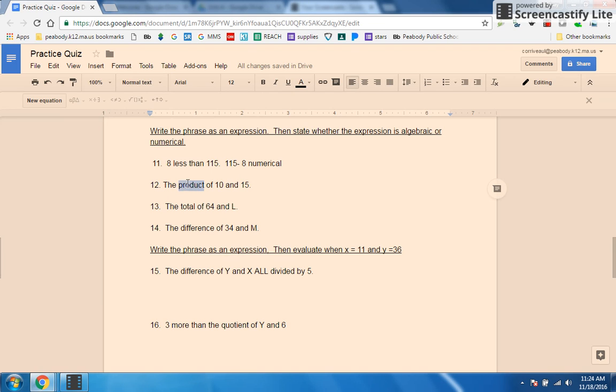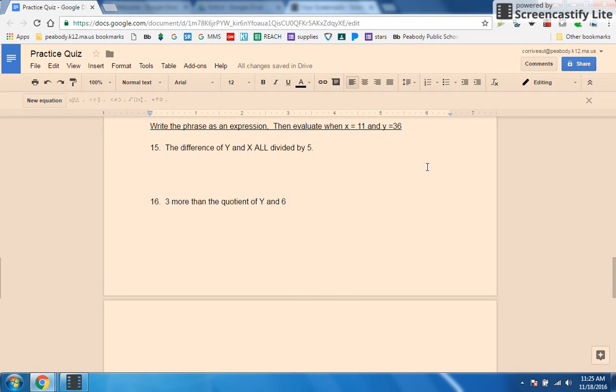So product means times. So 10 times 15, also numerical because it's all numbers. The total of 64 and L, total means addition. So 64 plus L. This is algebraic because there's a letter in it. And then the difference of 34 and M would be 34 minus M, and that's algebraic because there's letters. So you're not solving any of these, you're just writing it out. Tell me whether it's numerical or algebraic.